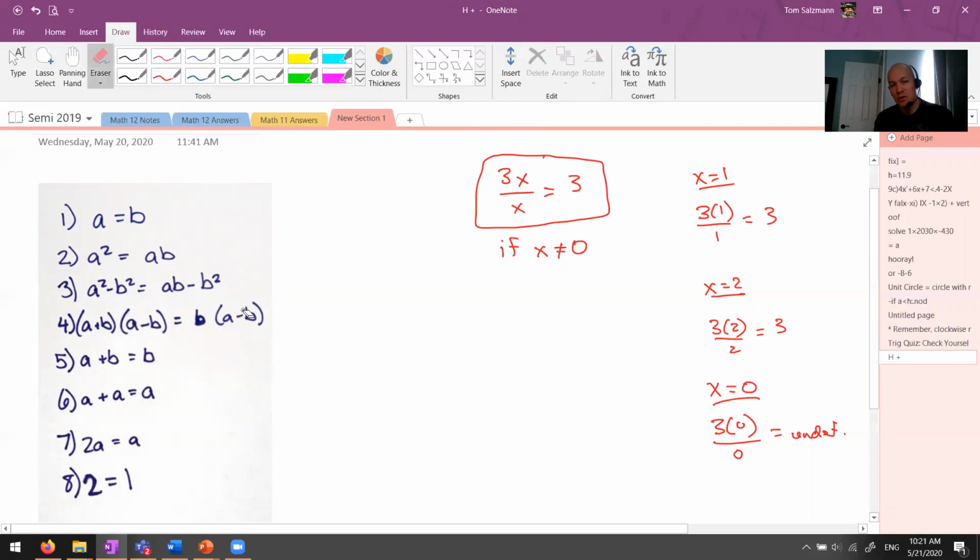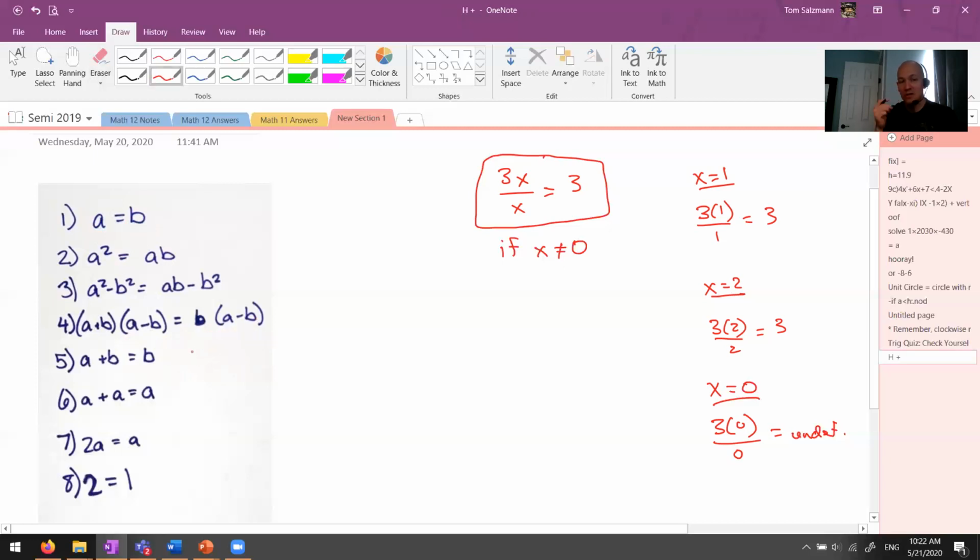But what do we do when we're canceling? We're not just crossing things out, we're dividing both sides by that factor. And when you divide both sides by a minus b, what are you really dividing by? If we start with this idea that a and b are the same thing, then a minus b is equal to 0. And what did we do to both sides? We divided both sides by 0. And this is where the problem is.